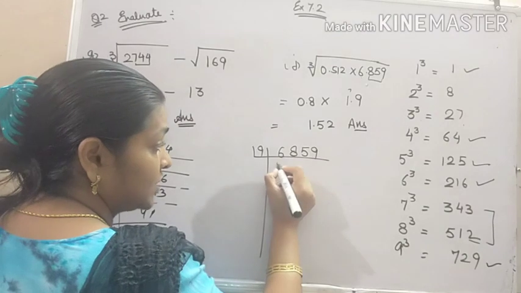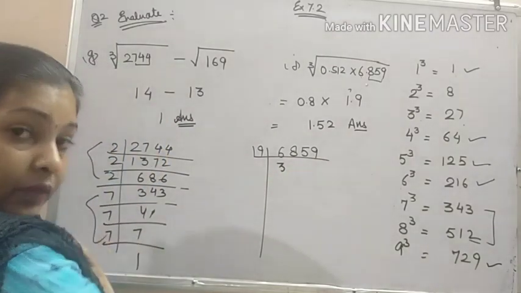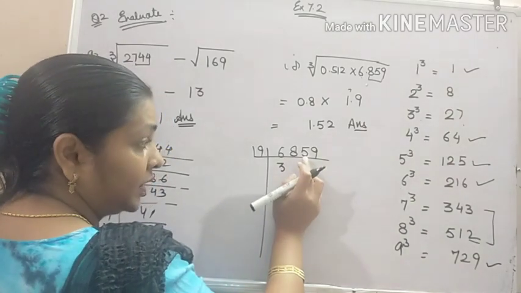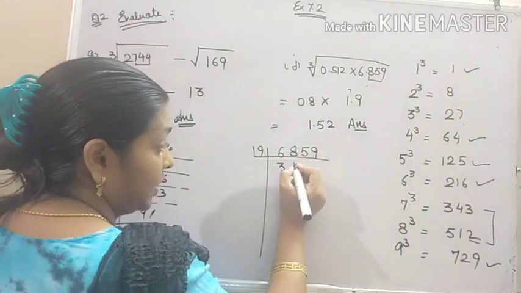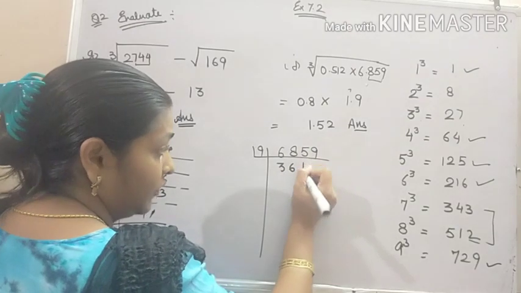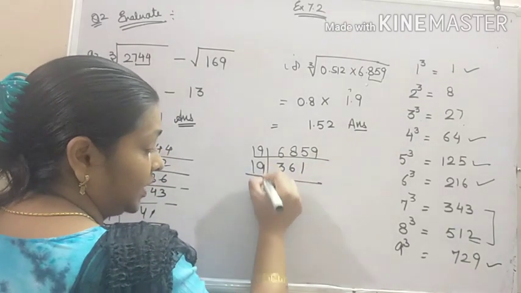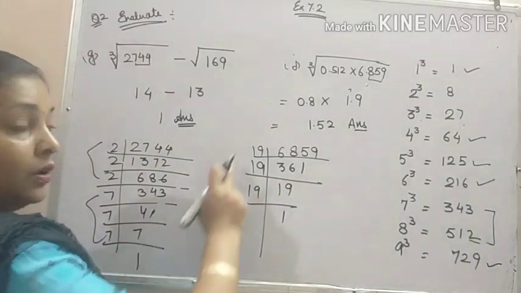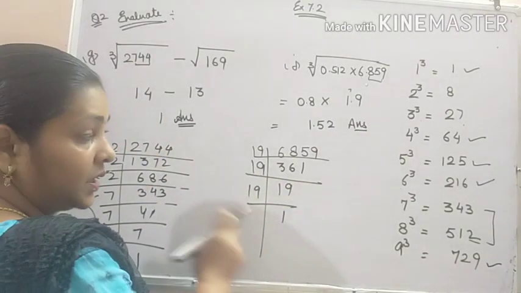So you have to check 19 3s are 57. 11 will be left. 115. That will be 6 are 114 and 1, 361. 19. So prime factorization of this number is this.